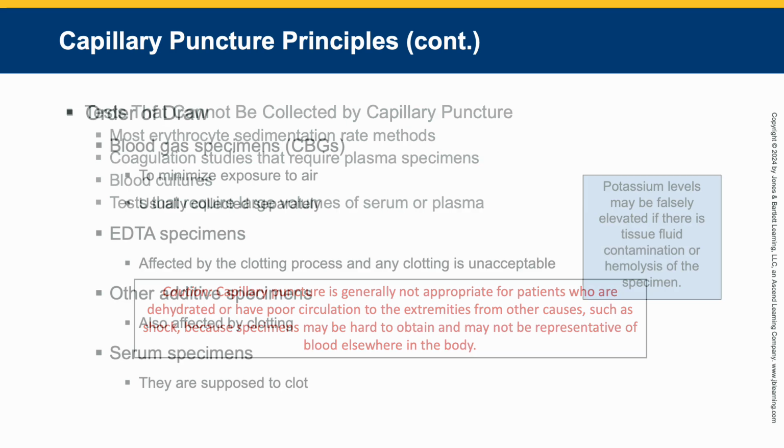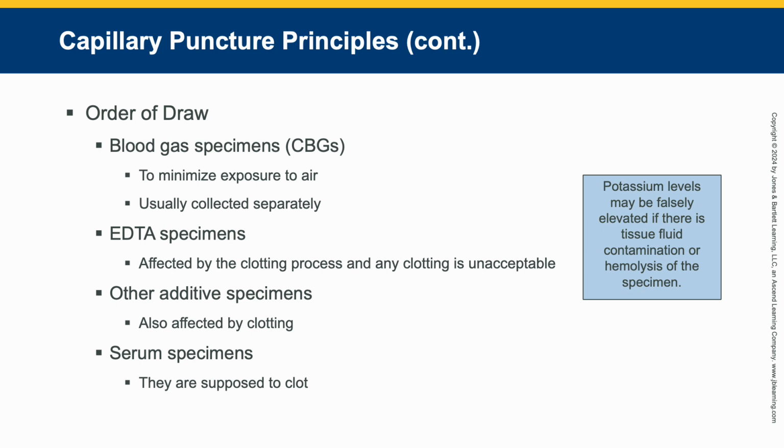The order of draw for collecting capillary samples is not the same as for venipuncture. So you need to keep this in mind. It is different. Puncturing the skin releases what we call tissue thromboplastin, and that activates the coagulation process in the blood. So specimens need to be collected quickly to minimize platelet clumping and microclot forming, to make sure that we get the specimen collected before the site stops bleeding.